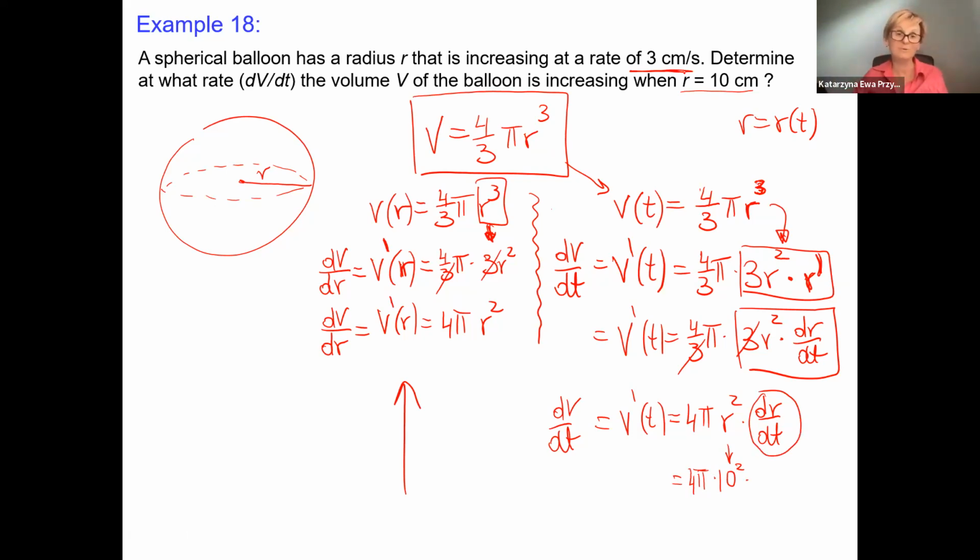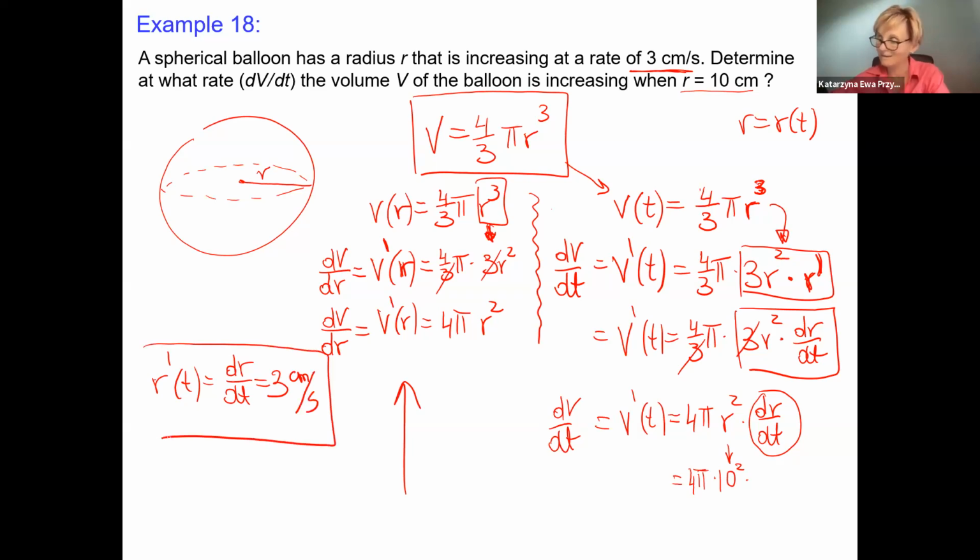The spherical balloon has a radius r and it's increasing at the rate. That means r prime, or the rate of change of r with respect to time. It's that quantity, 3 centimeters per second. Okay, that's when I can substitute 3. 1200 pi. And it will be centimeters per second, the rate of change of the volume.